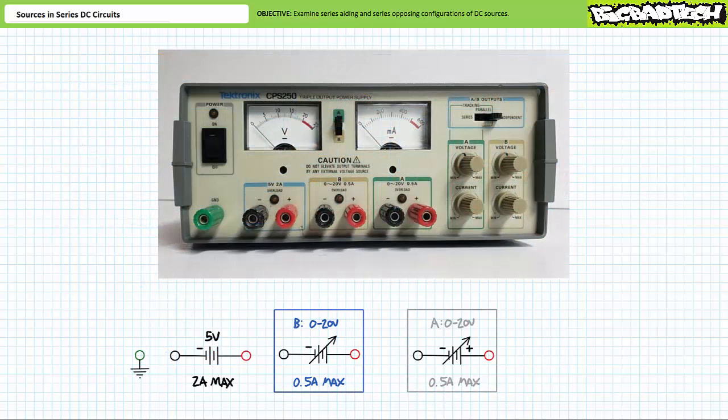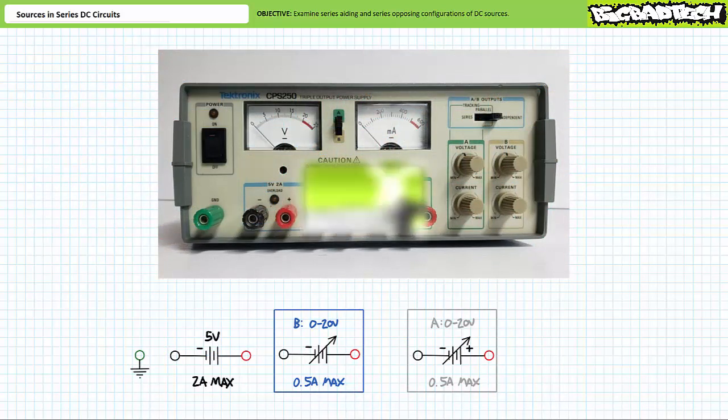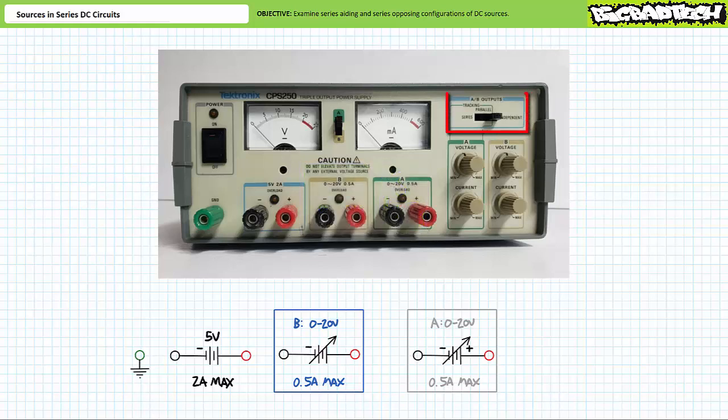Before we bring this lecture to a close, let's do a quick demonstration of sources in a series aiding relationship. You recall the Tektronix CPS 250 triple output power supply we examined in the DC Power Supplies lecture, available at the Big Bad Tech channel, has a selector switch in the upper right-hand corner, allowing a user to choose between independent, series, and parallel mode.